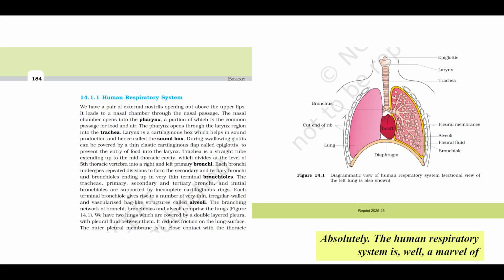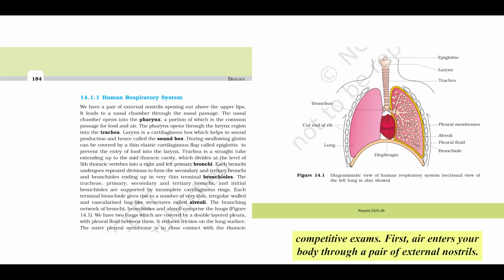Absolutely. The human respiratory system is a marvel of biological engineering. It's exquisitely designed for maximum efficiency in gas exchange. Let's trace the path step by step. Pay close attention to the structures and their functions. These are very frequently tested in your competitive exams.